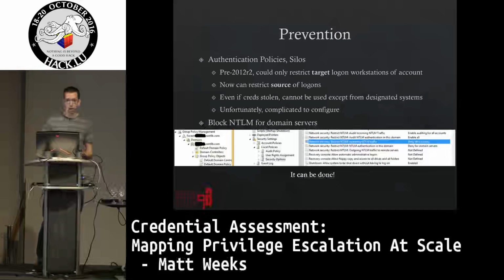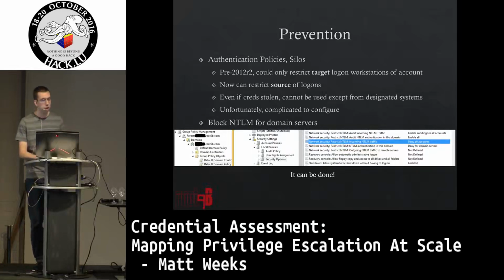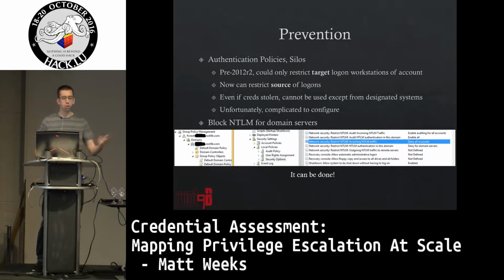Finally, authentication policies and silos. You can now use those to restrict the source of logon. In the past, you could only restrict the target of logon. So you could say, hey, this account shouldn't be able to log on to this system, but if somebody had stolen that account's credentials, they could log on from anywhere. With authentication silos, you can now restrict the source of that as well. And you can combine those two to help prevent people from giving away their credentials to a place where they shouldn't, and blocking them from abusing them if they were stolen.